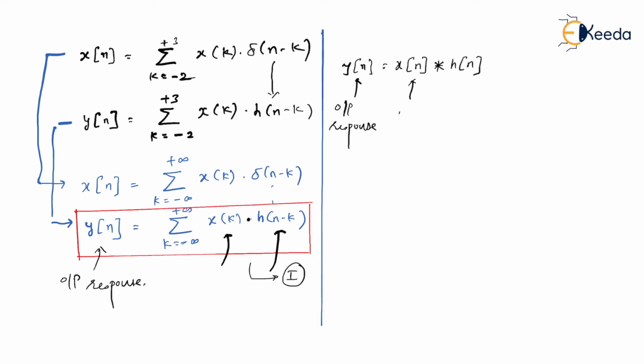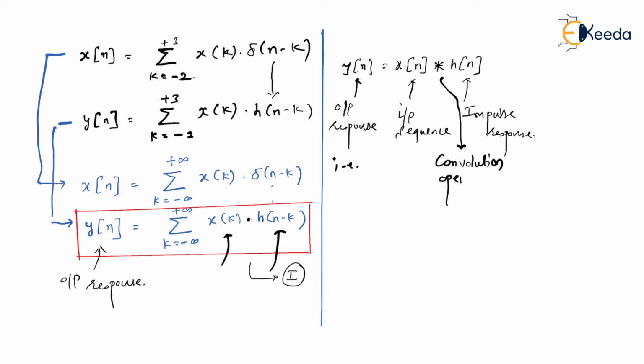This x of n is called the input sequence, and h of n is called the impulse response. This sign is very important. This operator is known as the convolution operator. If you want to get the output response, and x of n along with h of n is known to you, you have to perform a convolution.